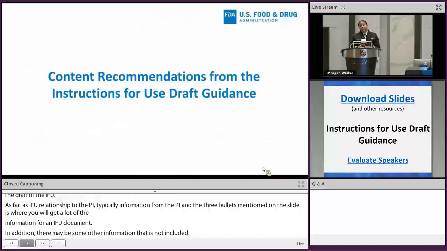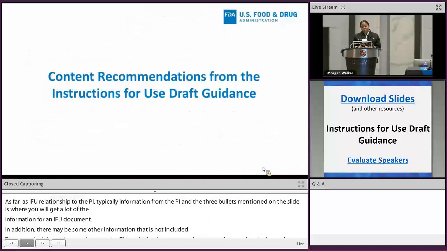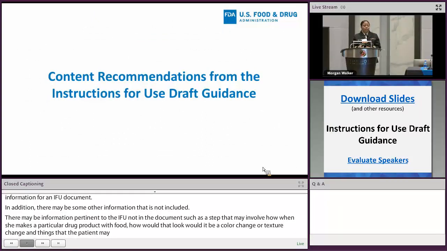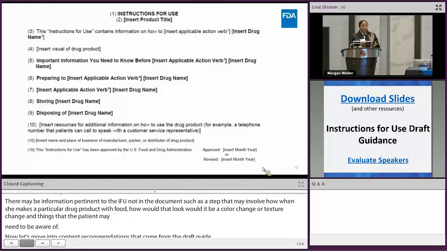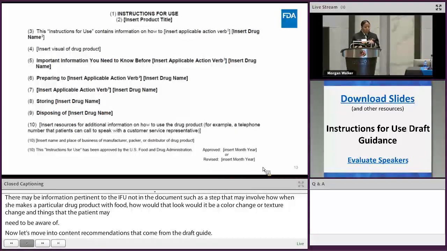So now let's move into the content recommendations that come from the draft guidance. This slide was actually taken right out of the draft guidance. It includes the numbers. You see all the numbers 1 through 10, I believe. And they are reflective of the specific content recommendations that are in the draft guidance, and they can be found within the draft guidance document.